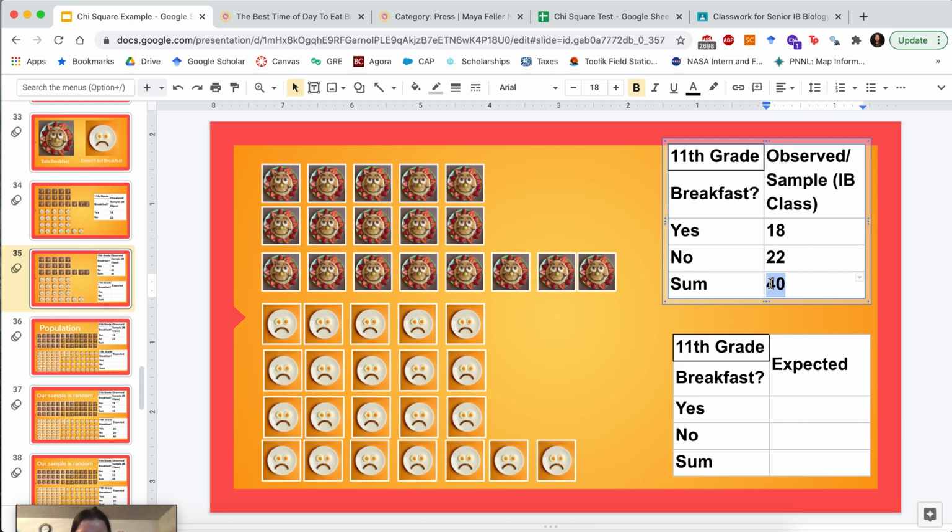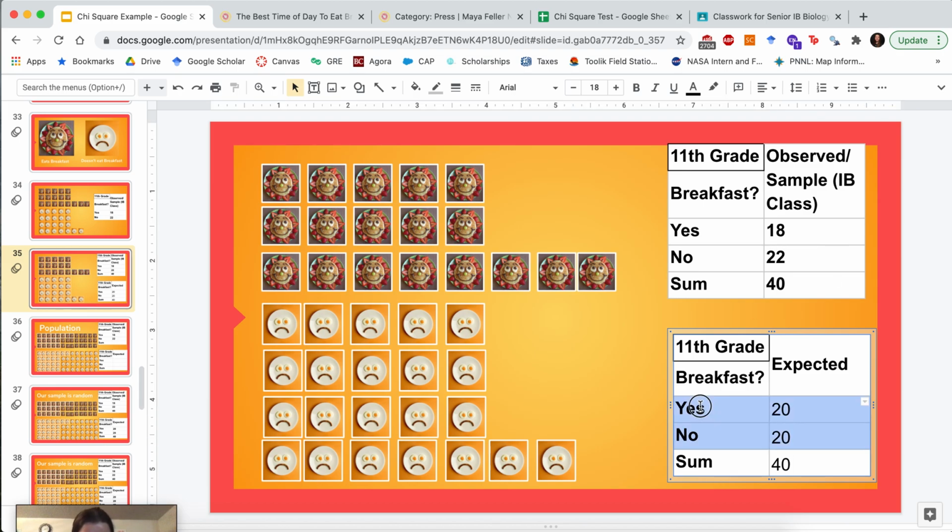Now, if at least half of the students eat breakfast, well, half of 40 is 20 yeses, which would mean that the other half is 20 nos. And again, the total for each one becomes 40. So this is what it should look like if half of the students ate breakfast. But this is what it currently looks like.